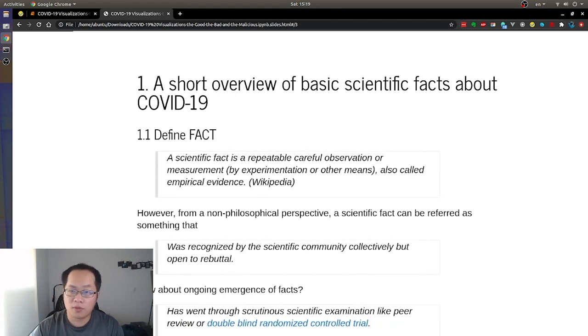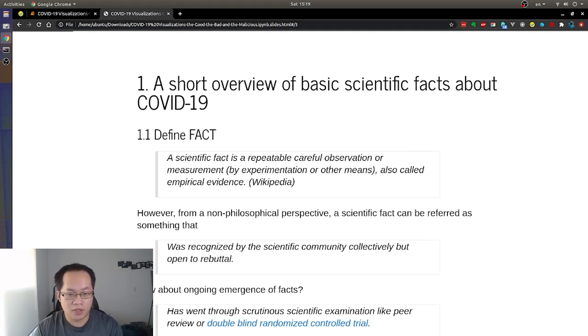We are going to talk about COVID-19 visualization, and it's a serious topic, because COVID-19 has drawn a huge amount of conspiracy theories. I can't imagine any other topic that can be more messy on social media. So we need to first talk about scientific facts. So we need to define fact first.